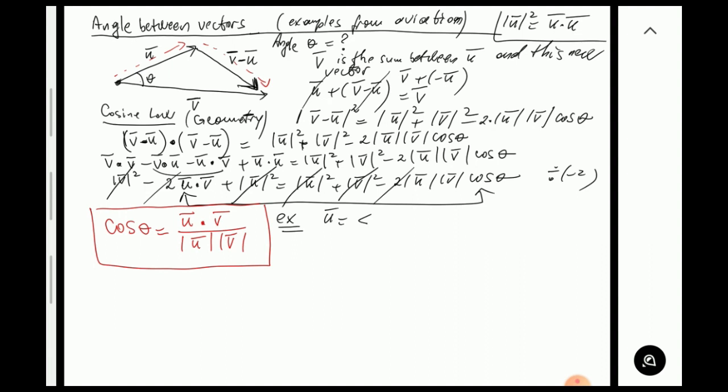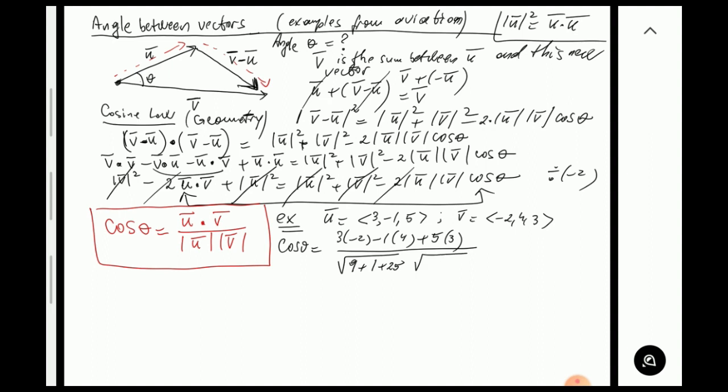Suppose U has components 3, minus 1, and 5. V has components minus 2, 4, and 3. And cosine of theta, U dot V is 3 times minus 2 plus minus 1 times 4 plus 5 times 3, over the magnitude of U, which is the square root of 9 plus 1 plus 25, over the square root of 9 plus 16 plus 9. Let's put the answer in degrees.